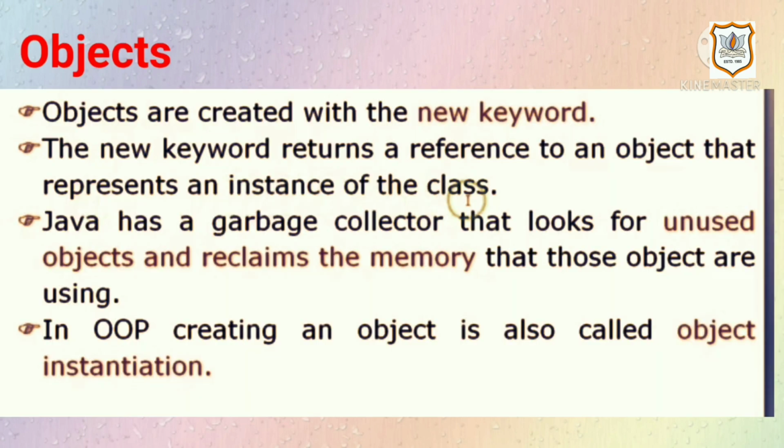To summarize objects, objects are created with the new keyword. The new keyword returns a reference to an object that represents an instance of the class. Java has a garbage collector that looks for unused objects and reclaims the memory that those objects are using. In OOP, creating an object is also called object instantiation. Each object instance has its own set of data.